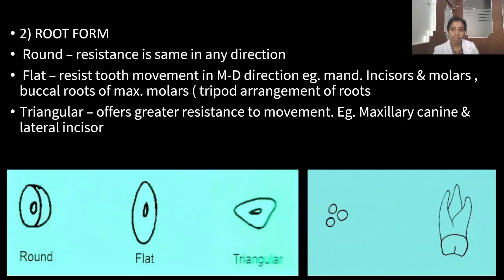And the flat teeth, basically mandibular incisors and buccal roots of the maxillary molars, having a flat root, resist more in the mesiodistal direction. And for the triangular root, for example maxillary canines and lateral incisors, they have a triangular arrangement. So this triangular root offers greater resistance to the movement.